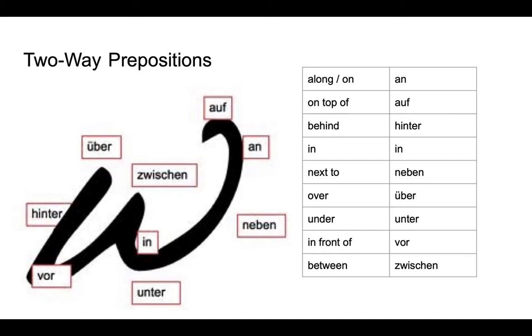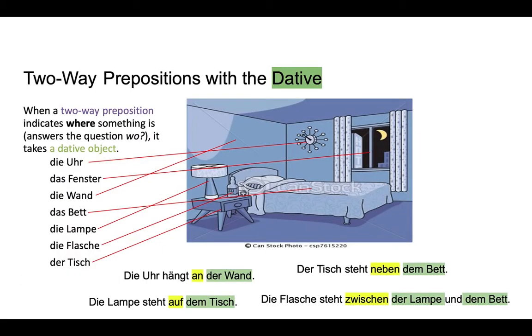Two-way prepositions are called two-way prepositions because sometimes the noun that follows them is going to be in the accusative case and sometimes it's going to be in the dative case. Again, this has nothing to do with direct and indirect objects and everything to do actually with whether something is moving. We'll begin with two-way prepositions with the dative case.